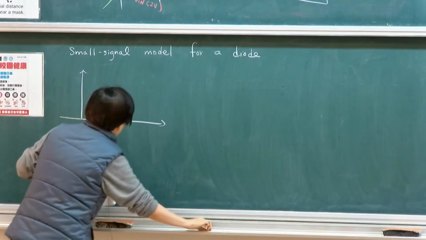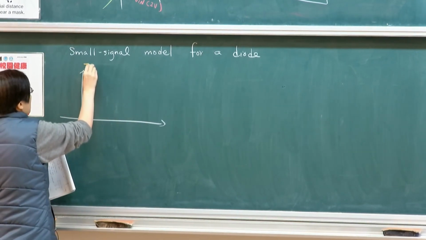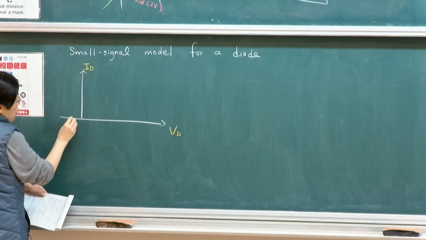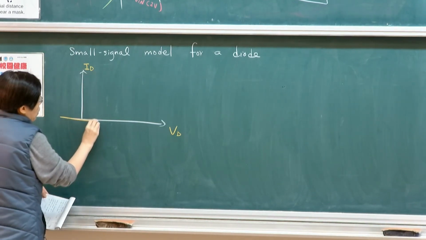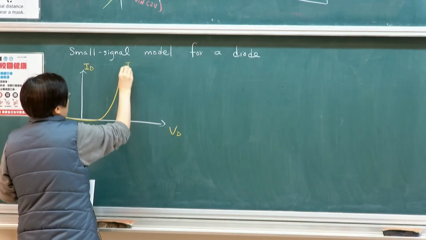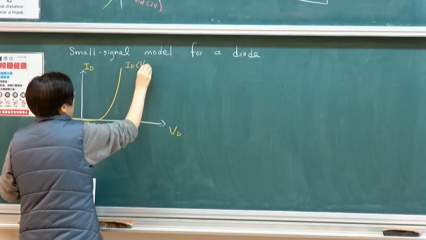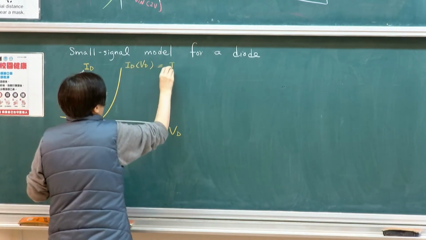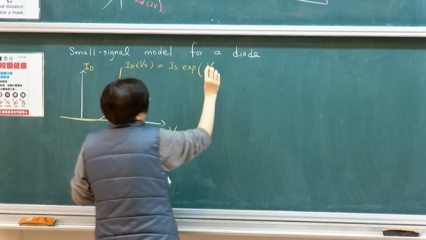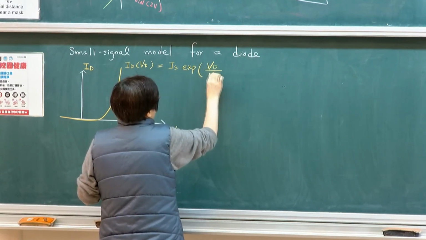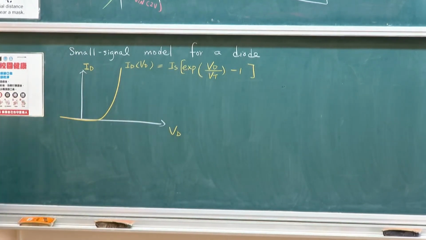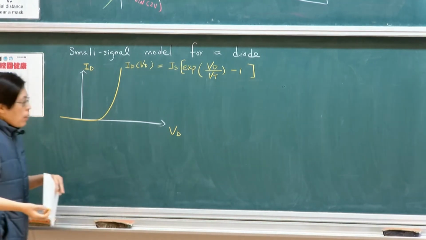If I have an exponential, I already know the DC characteristic, ID versus VD, based on our more precise exponential model. It will look something like this, right? So this is ID as a function of VD, based on the exponential model: ID equals IS times exponential of VD over VT, minus 1. Okay? So that's the basic equation we start with.